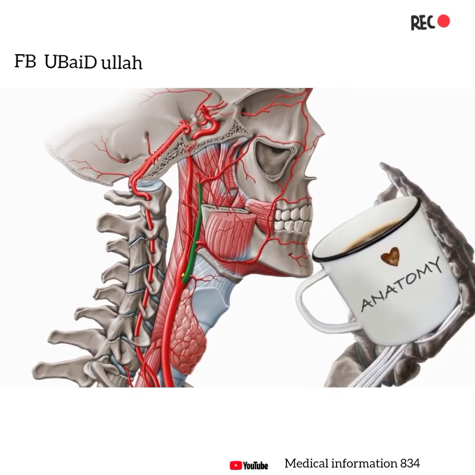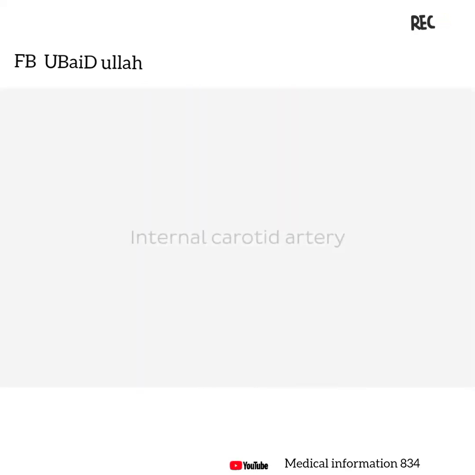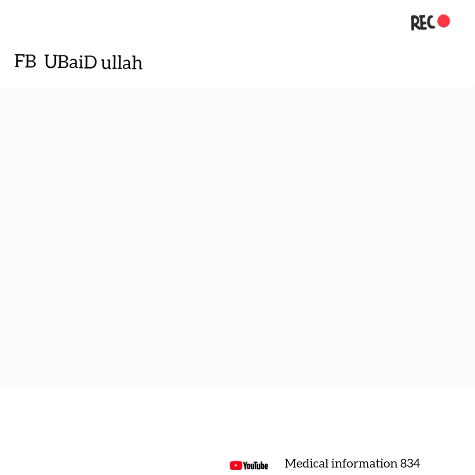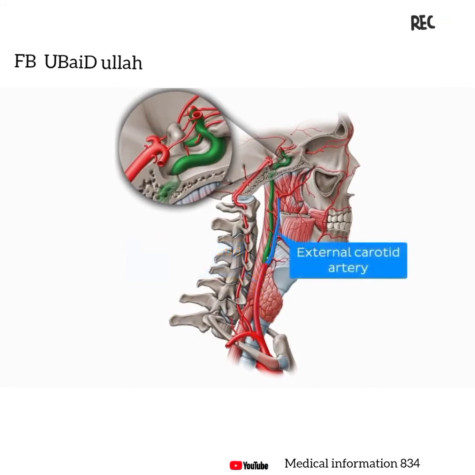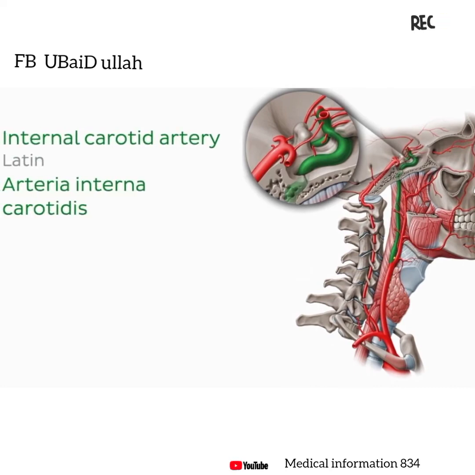But if you're ready for more, let's keep our momentum going and go back to the carotid bifurcation and learn about the internal carotid artery. So we're going back to the bifurcation of the common carotid artery, which gives off the external carotid artery, which we've already looked at, and the internal carotid artery, which you can see here highlighted in green.